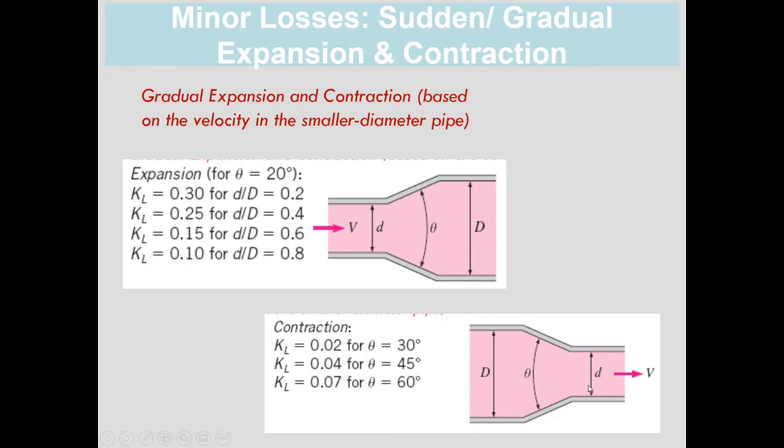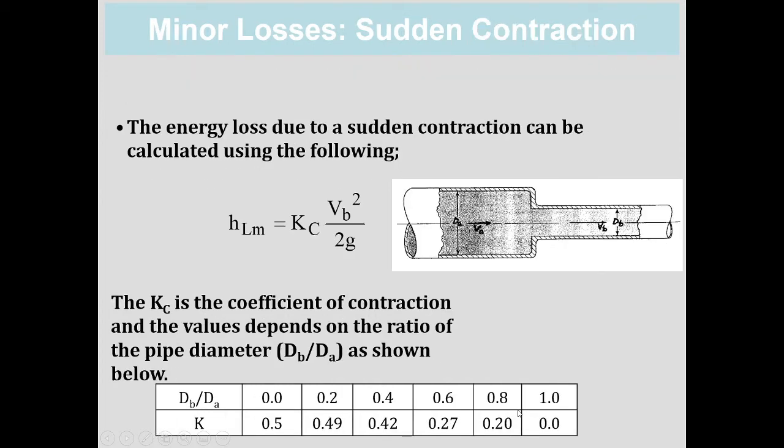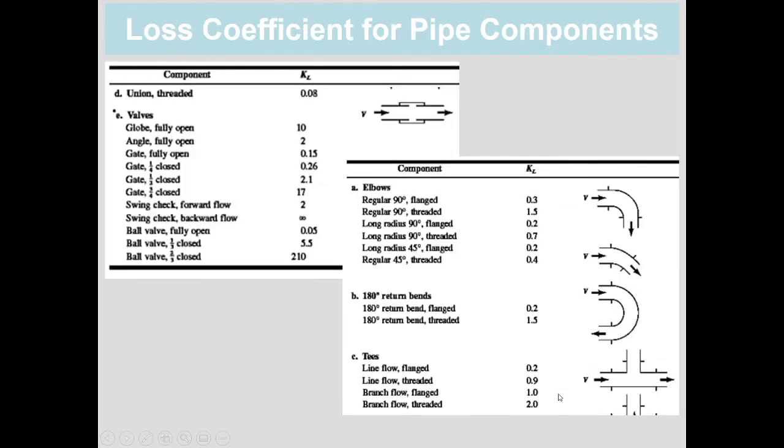It also happens for the contraction. There is a different number of KL for different degrees of pipe contraction. Minor losses for sudden enlargement, you can get from this table here. And for sudden contraction, you can also get from this table here. And these are several more KL values for different situations.